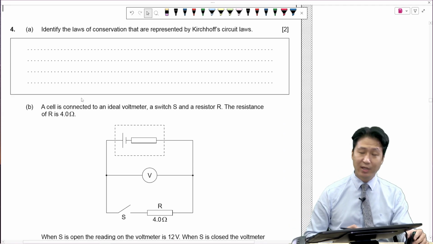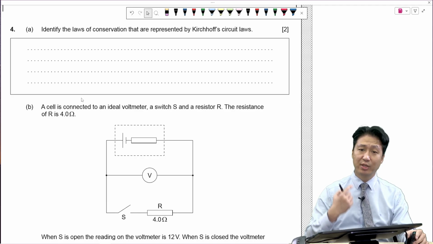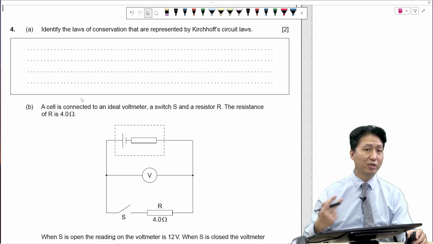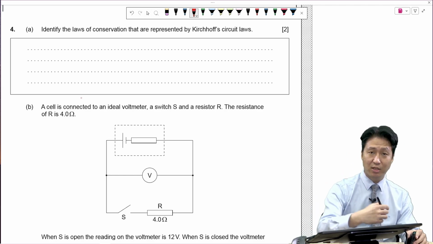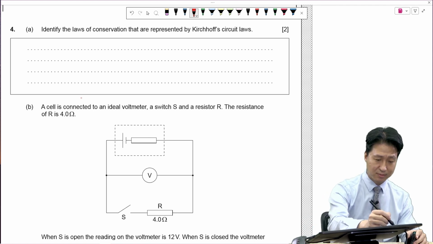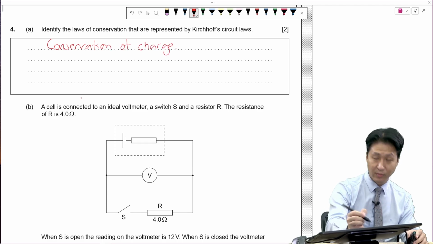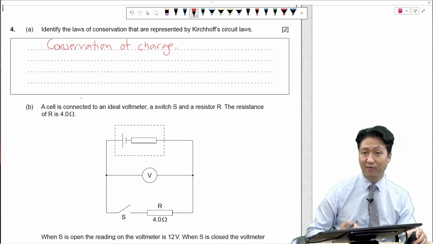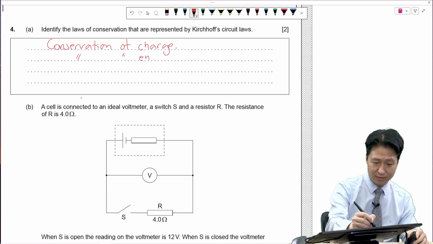Question number 4. It says, identify the laws of conservation that are represented by Kirchhoff's circuit laws. There is a current law and there is a voltage law. The current law is due to the conservation of charge. And the Kirchhoff voltage law, well, voltage is related to energy, so it's related to the conservation of energy.